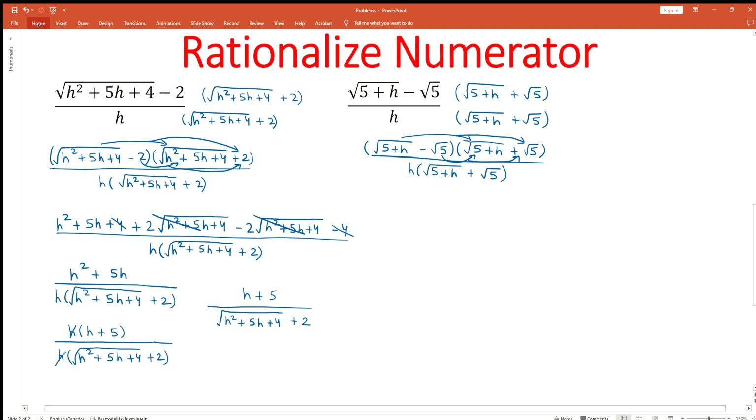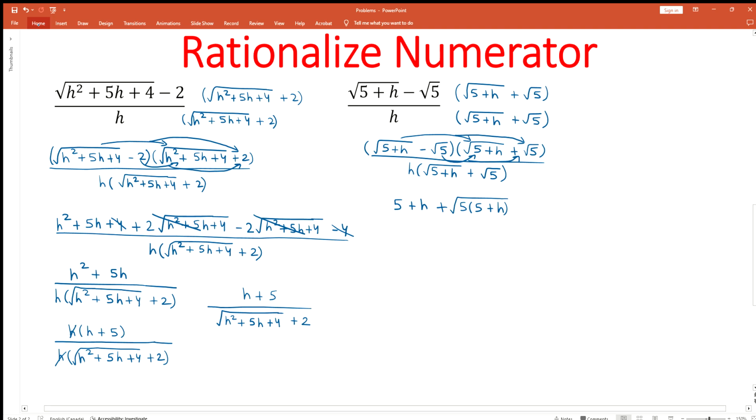Square root of 5 plus h times square root of 5 plus h is equal to just 5 plus h. These square roots go away. Next, we should multiply square root of 5 plus h with square root 5. I get square root of 5 times 5 plus h, because both 5 and 5 plus h are under the square root.